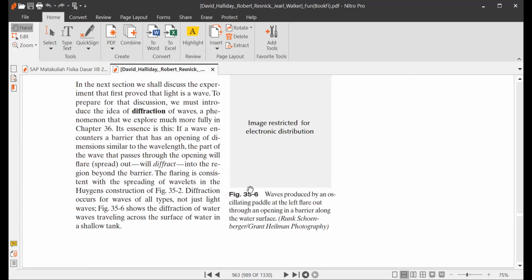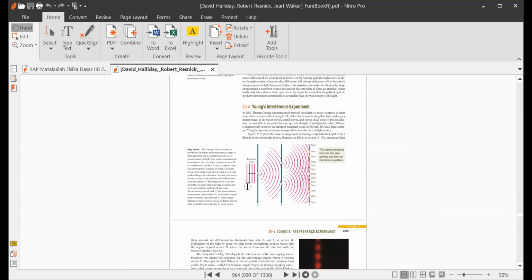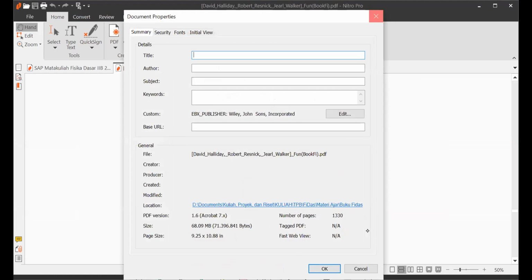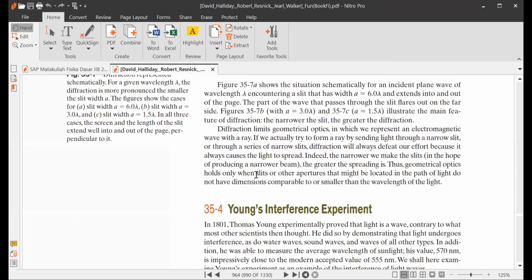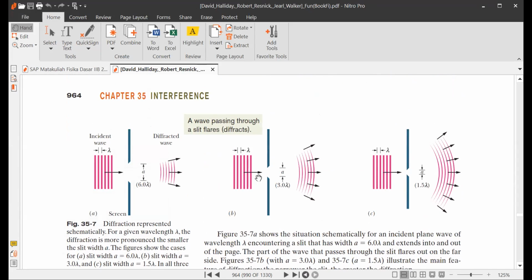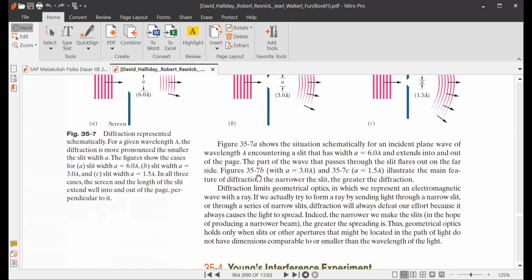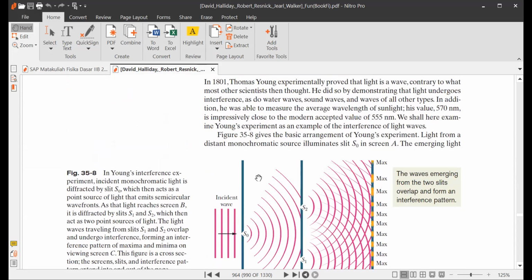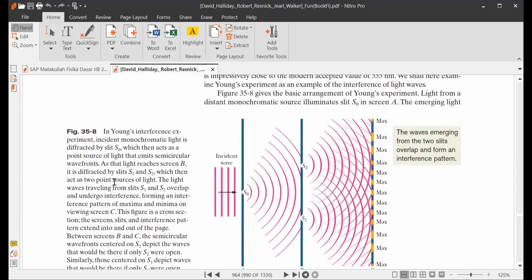Sorry, this is diffraction? We will discuss diffraction later, but we will consider first the interference. The interference means that this is the superposition of the waves.